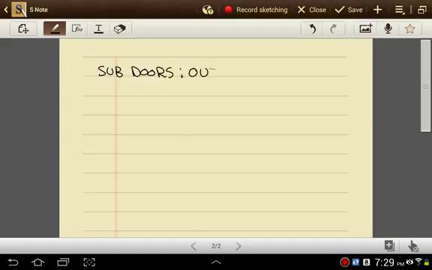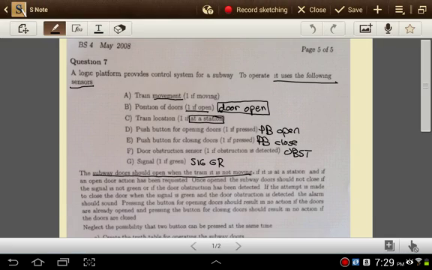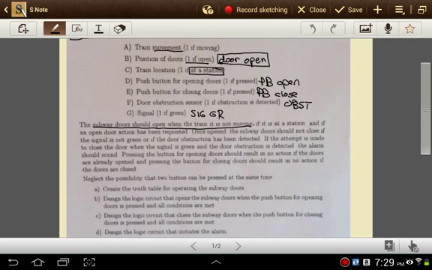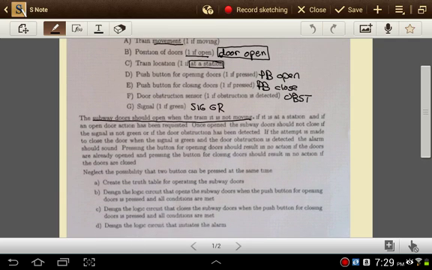So that's one output. And we got to keep in mind there's 2 different doors. There's the train doors and there's, let me make sure I understand that right. Oh, that's the position of doors, never mind. Okay. So the subway doors should open when the train is not moving, if it is at a station, and okay, so this starts getting a little tricky. Doors should open when the train is not moving, if it is at a station, and if an open door action has been requested.